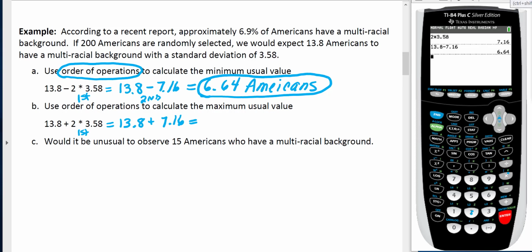Let's go back to our calculator and take 13.8 plus 7.16. And that's 20.96. So this would be 20.96 Americans.